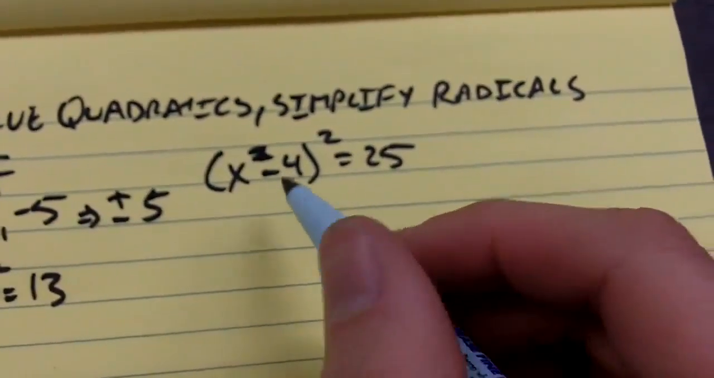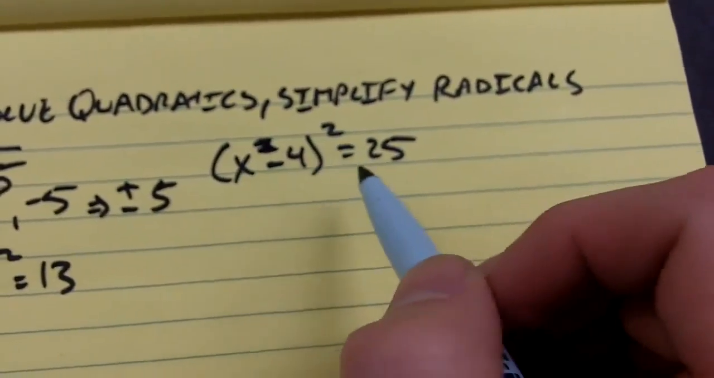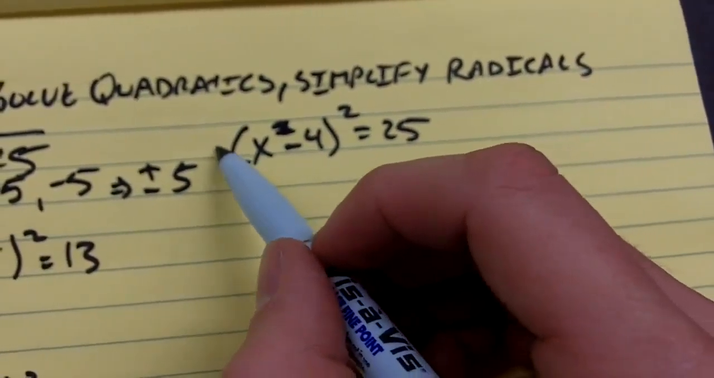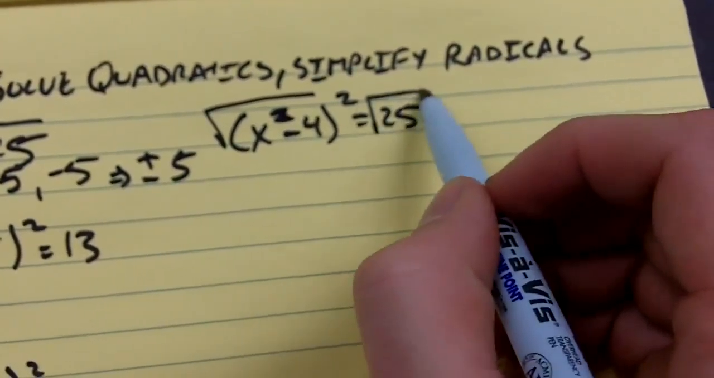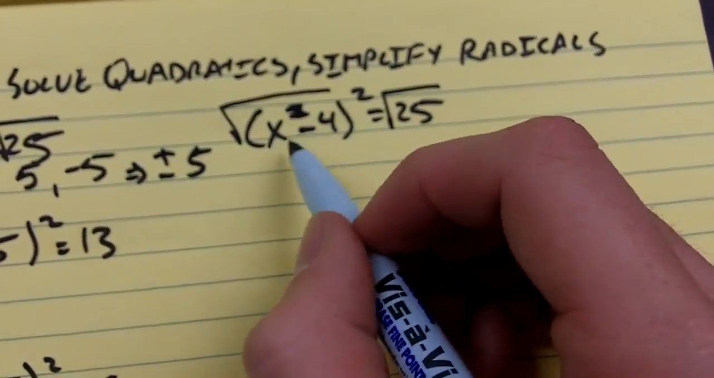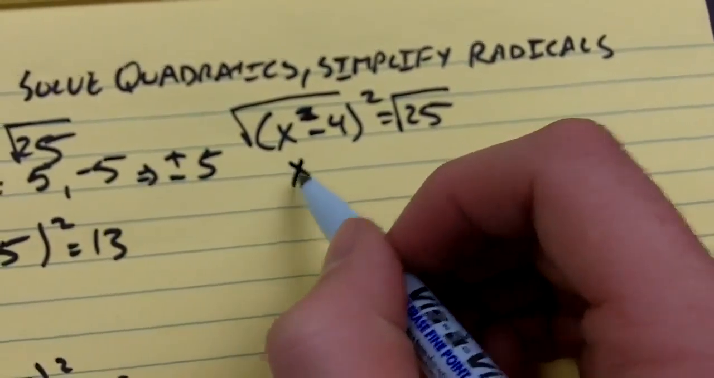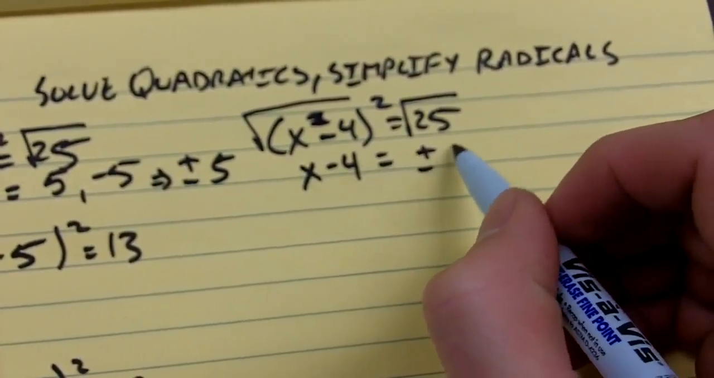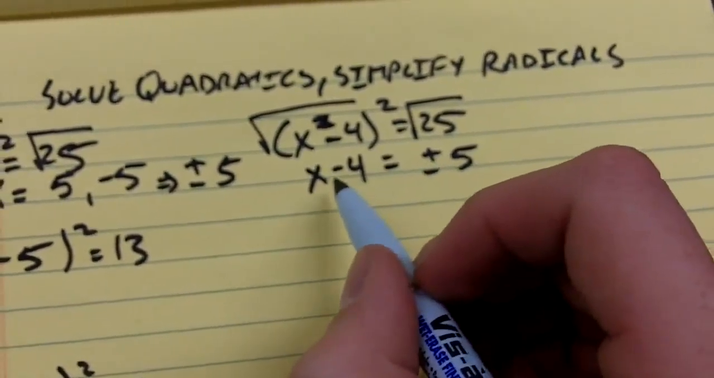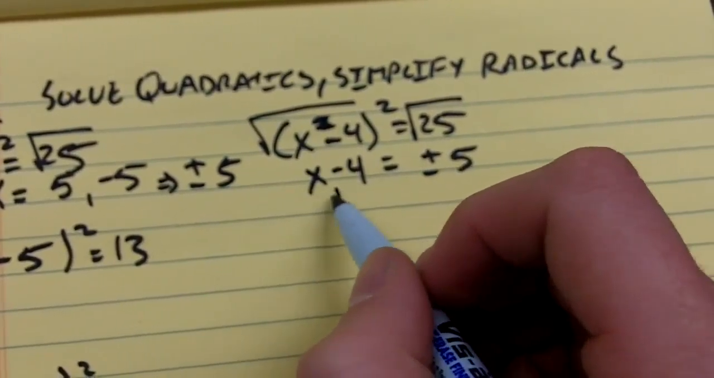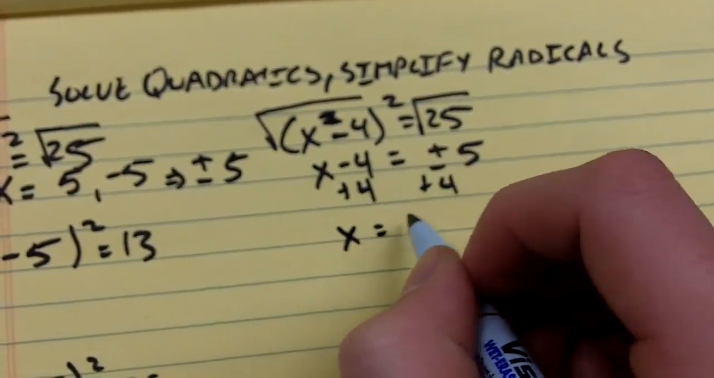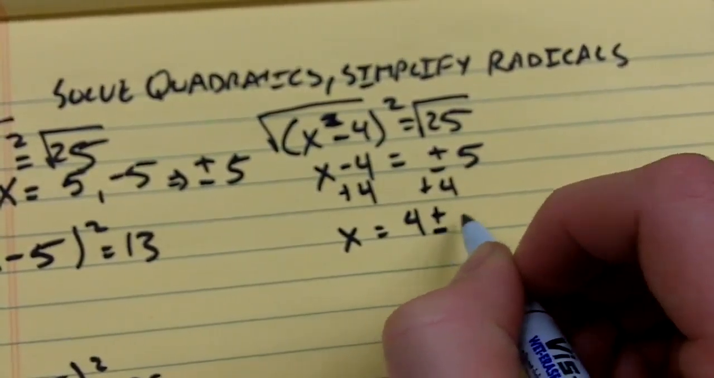How about over here? I have the equation x minus 4 squared equals 25. Is this a perfect square? Yes, so we're going to do the same thing. I'm going to take the square root of both sides. If I take the square root of x minus 4 squared, I get x minus 4. If I take the square root of 25, like I just said, I get plus or minus 5. Have I solved this? Do I know what x is? Absolutely not. I'm going to add 4 to both sides. I get x equals 4 plus or minus 5.